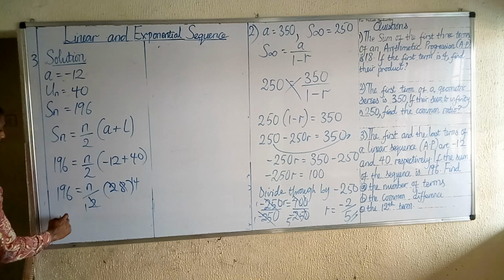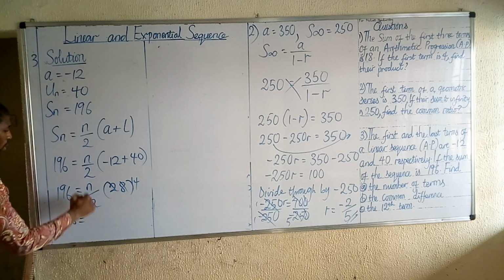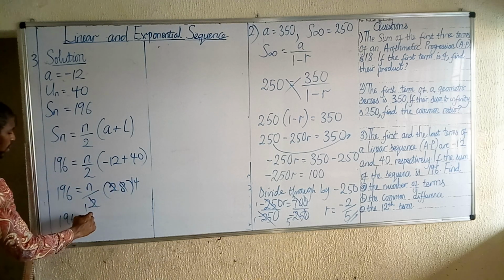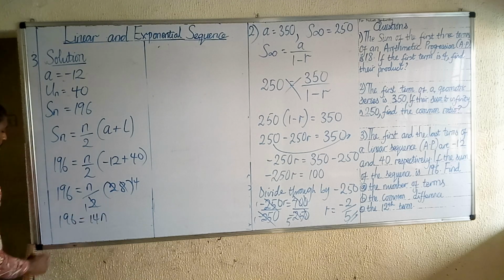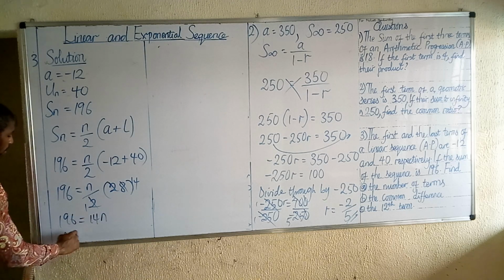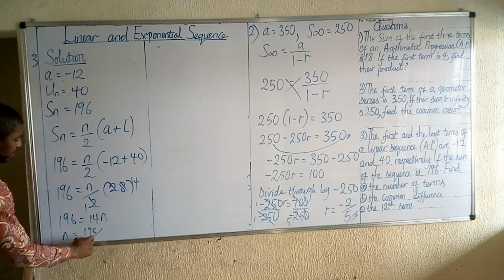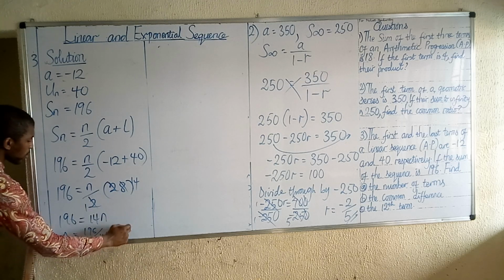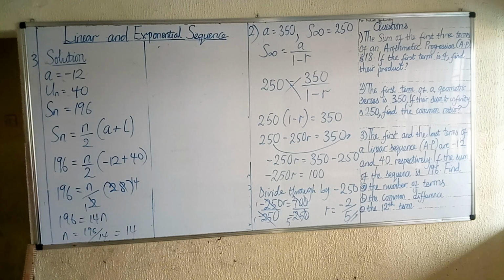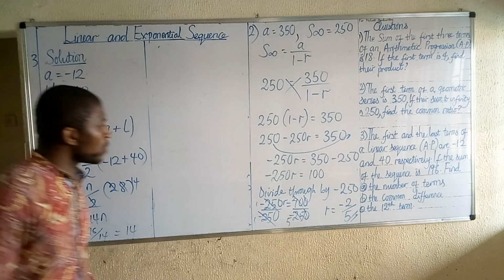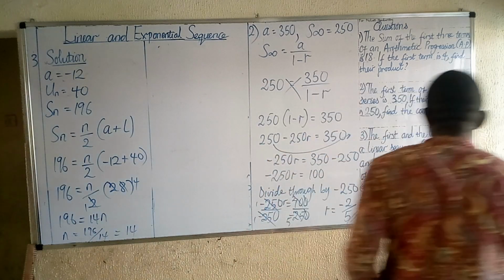So then we have 196 equal to n times 14, which is 14n. Therefore, n equals 196 divided by 14. n is equal to 14. So the number of terms is now 14. First part almost solved.